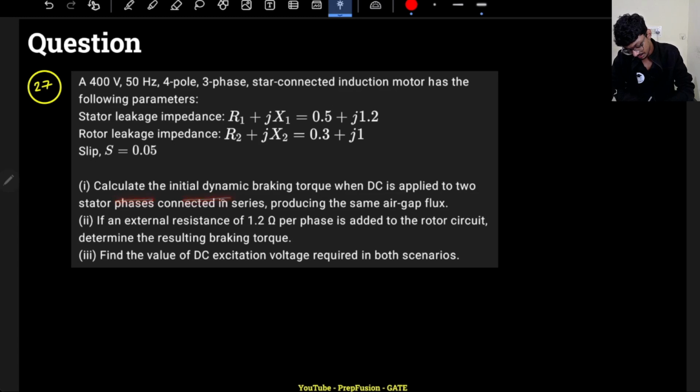Calculate the initial dynamic braking torque. They are asking what the initial dynamic braking torque is. They are not asking for the initial braking torque. So I just have to find out the torque provided due to the dynamic or rheostatic braking, when DC is applied to two stator phases connected in series, producing the same air gap flux.